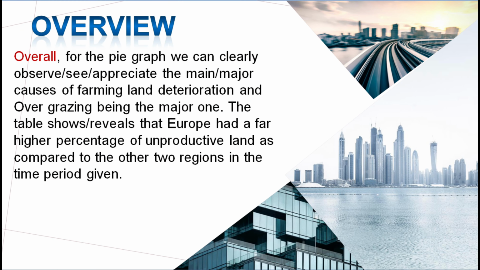For the overview, we will say, overall, for the pie graph, we can clearly observe the main causes of farming land deterioration, with overgrazing being the major one. The table shows that Europe had a far higher percentage of unproductive land as compared to the other two regions in the time period given.